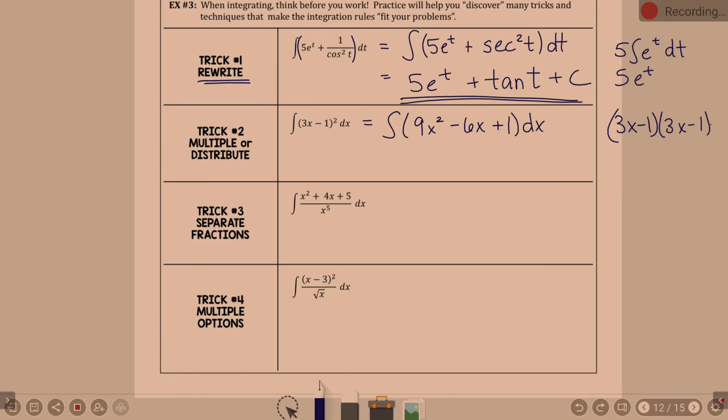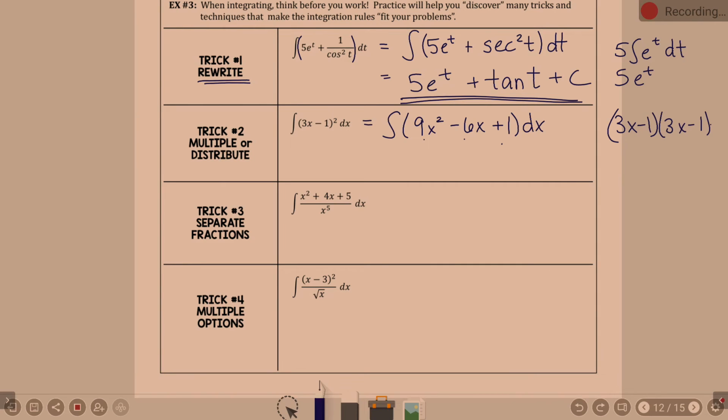In order to expand (3x minus 1) quantity squared, we distributed, we FOILed, right? You can do that in your head. You just have to not be rusty, right? Okay. Now, the nice thing is, once you multiply out or distribute, now we just have 3 different terms to integrate. Okay? So, integral of 9x squared.